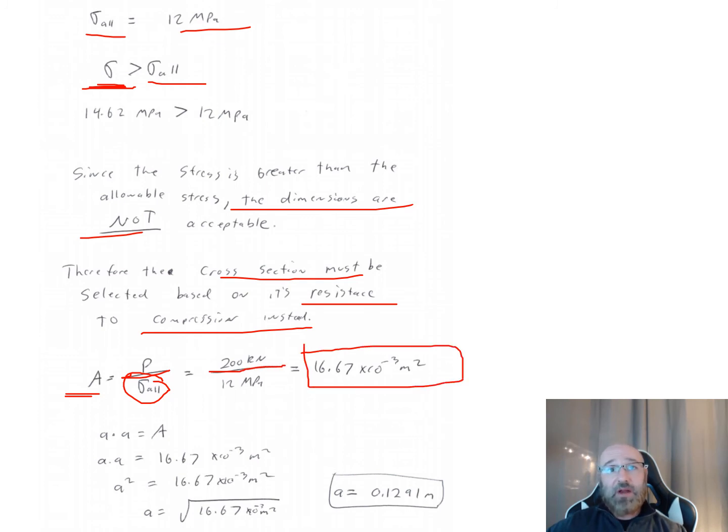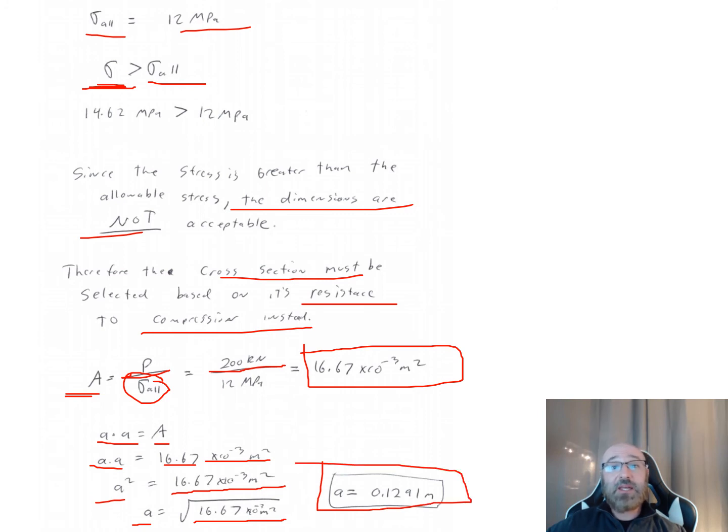Solve that out. So our area is going to be 16.67 times 10 to the negative third meters squared. So A times A will give us that cross-sectional area, or two sides, because it's square, they're equal. So A times A is equal to 16.67 times 10 to the negative third meters squared, or A squared is equal to 16.67 times 10 to the negative third meters squared. Take the square root of both sides. A is equal to the square root of 16.67 times 10 to the negative third meters squared, which says our side is going to need to be A equal to 0.1291 meters in order to stay within that allowable stress. So those are the new dimensions for our side for this column if we have that 200 kilonewton load.